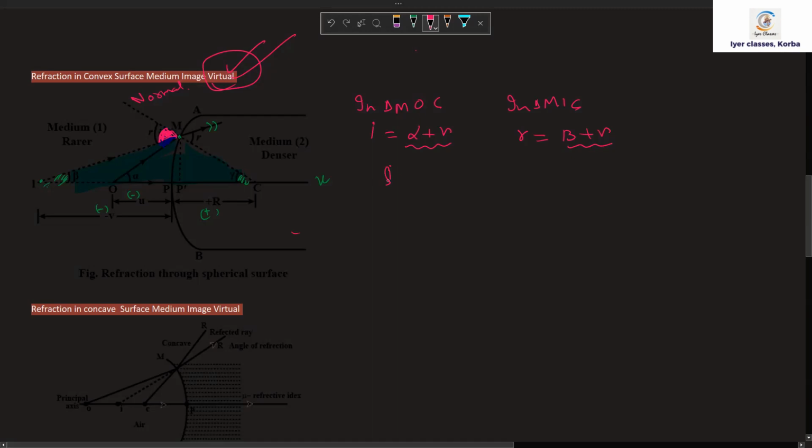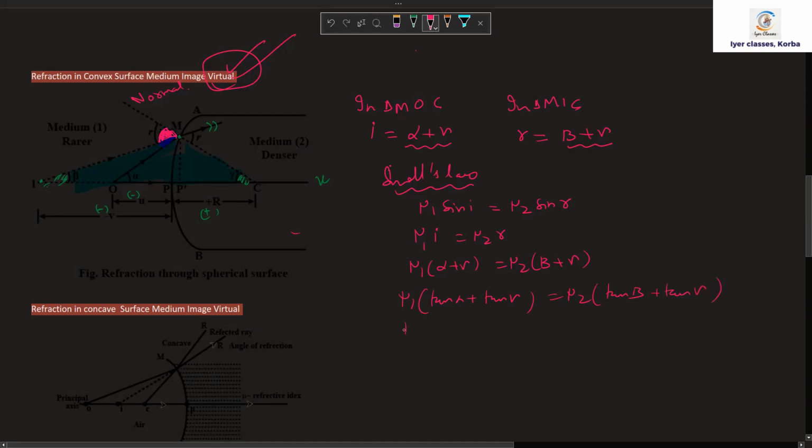So which law should I write? Snell's law. What does it say? Mu1 sin I is equal to mu2 sin R. Okay, so mu1 I is equal to mu2 R, and then mu1 times alpha plus gamma is equal to mu2 times beta plus gamma. So mu1 into tan alpha plus tan gamma is equal to mu2 into tan beta plus tan gamma.